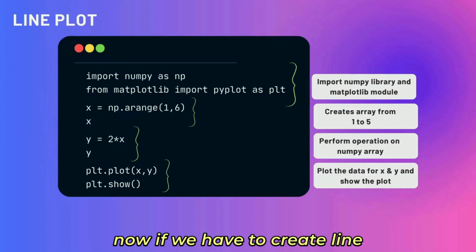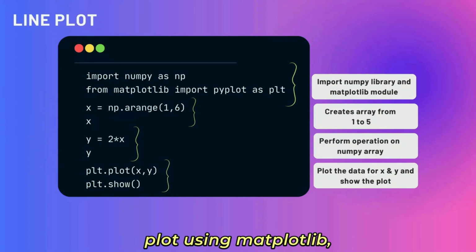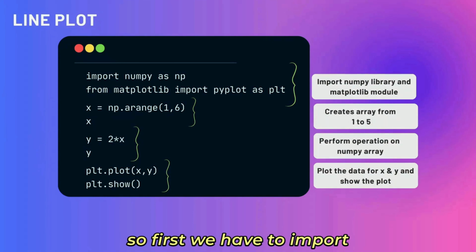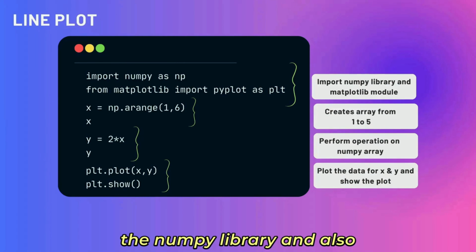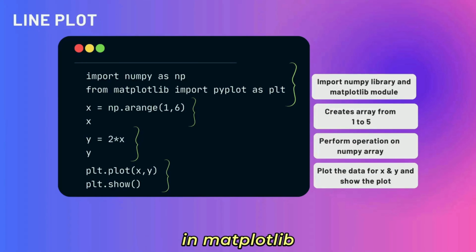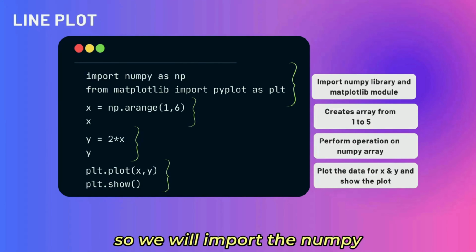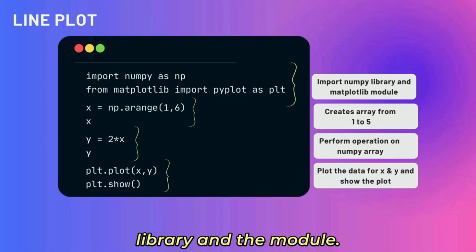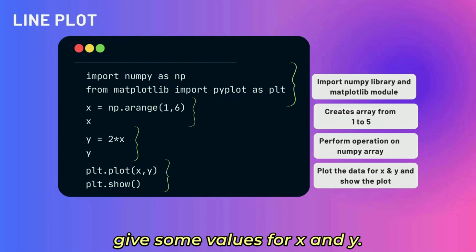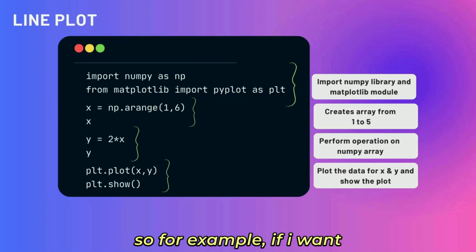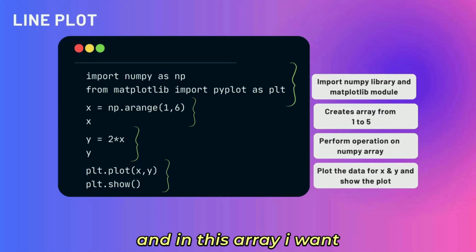Now, if we have to create a line plot using Matplotlib, there is this query that we can use in Jupyter Notebook. First, we have to import the NumPy library, and also there is a module in Matplotlib called pyplot. So we will import the NumPy library and the module. Second, we will have to give some values for x and y. For example, if I want to create an array out of x, and in this array, I want to store values from 1 to 5.